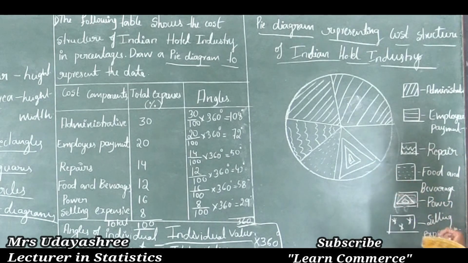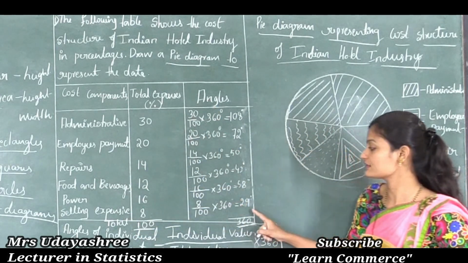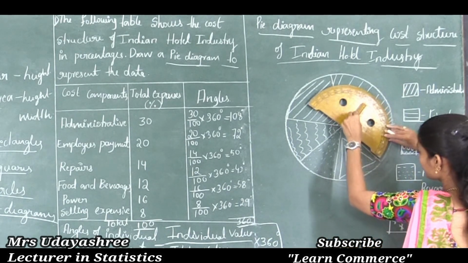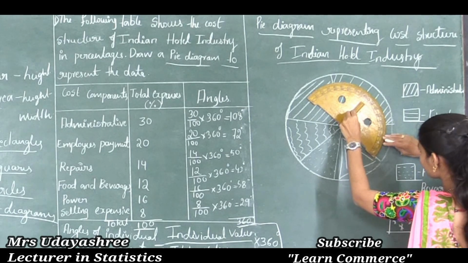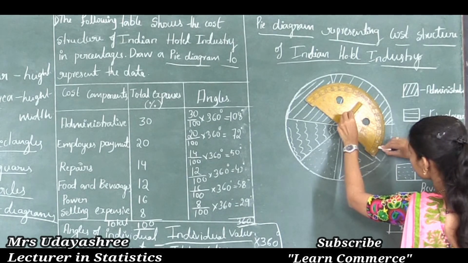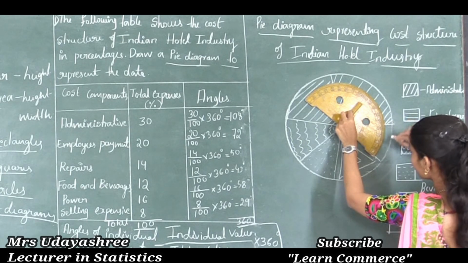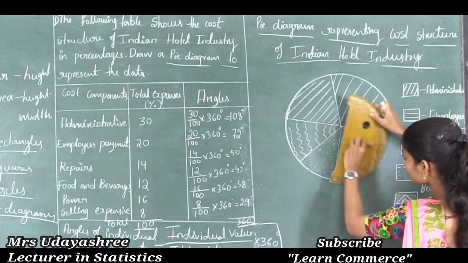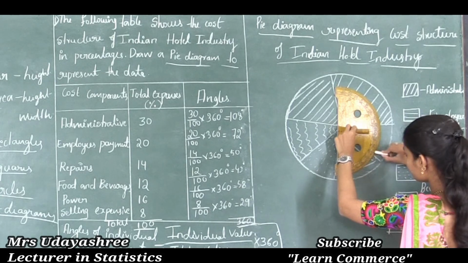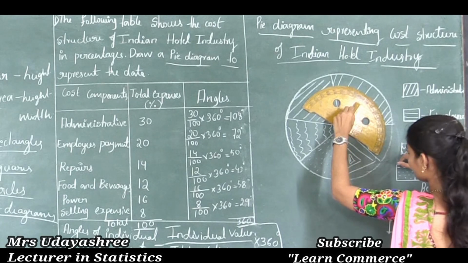Okay, next, the last one is selling expenses. See the selling expenses component here, and for this the angle is 29 degrees. So again we need to keep this protractor like this on this mark, and let me check. So here it is 0, 10, 20, 30, 40. Okay, once again let me check this one. 0, 10, 20, 30, 40, 50, 60, correct. Okay, next the last one is 29. We need 29. So again we need to do like this.